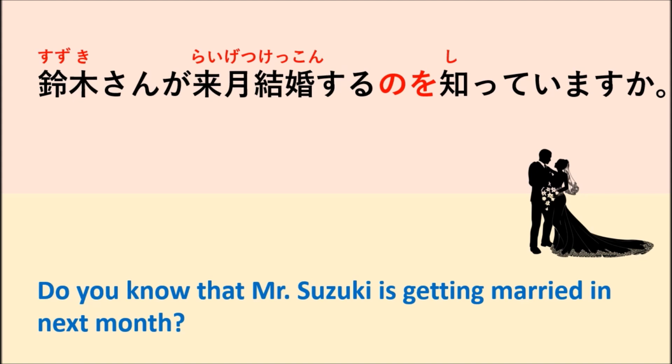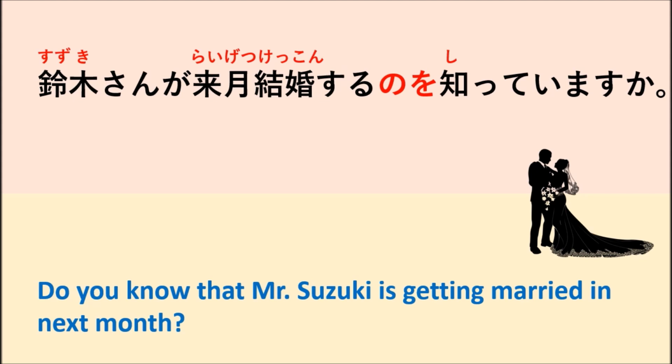Here we also have the first part of the sentence and the second part of the sentence. The first part means Mr. Suzuki, 鈴木さんが来月結婚する. This means he is getting married, right? Mr. Suzuki is getting married, and you want to take this as the object and explain to your friend whether your friend knows about that or not.